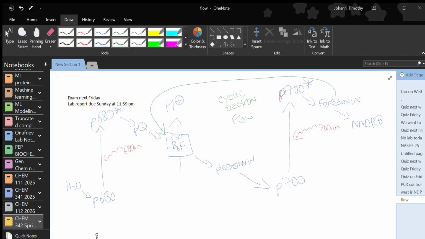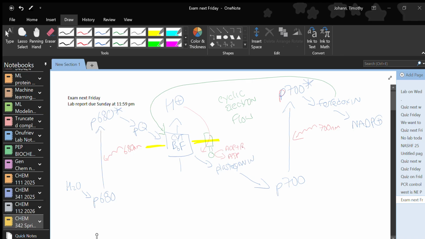How does that make ATP? That's a great question. We make ATP because we have a membrane here. We are pumping protons across that membrane. And then there's an ATPase in that membrane. We're going to let those protons back through the ATPase, and it's going to synthesize ATP with that. Does that make sense? Questions?